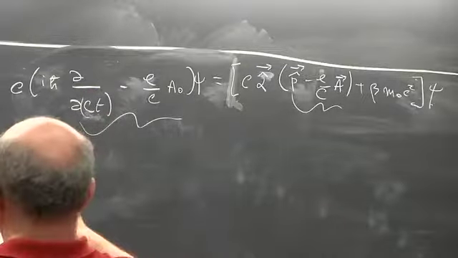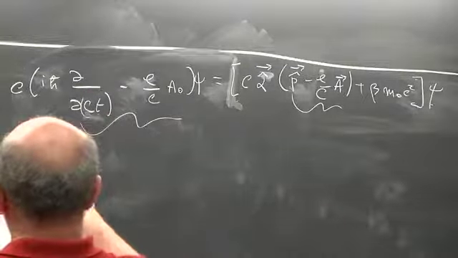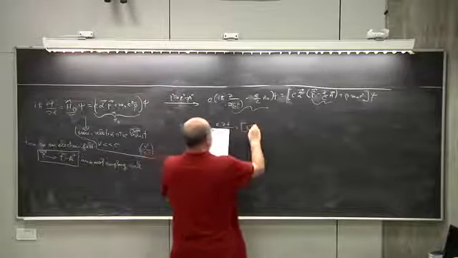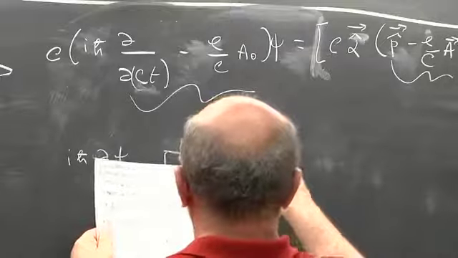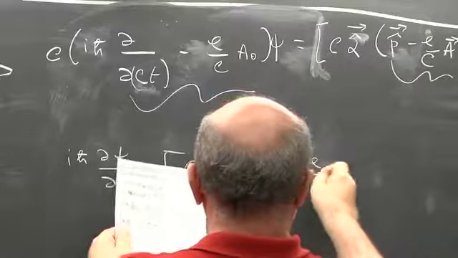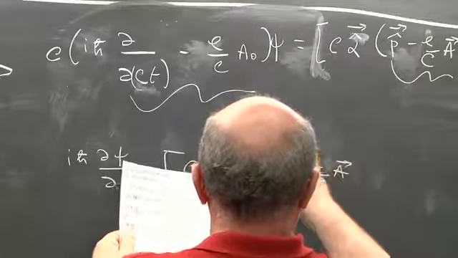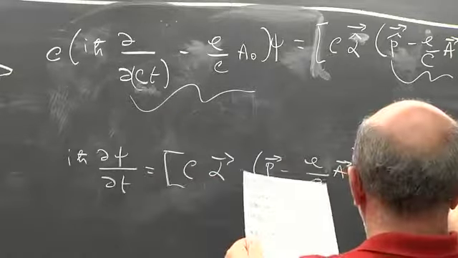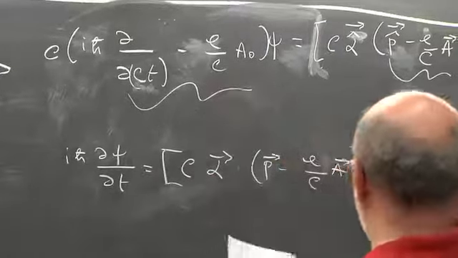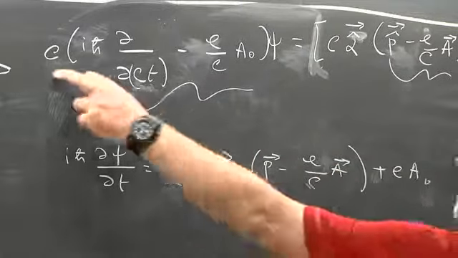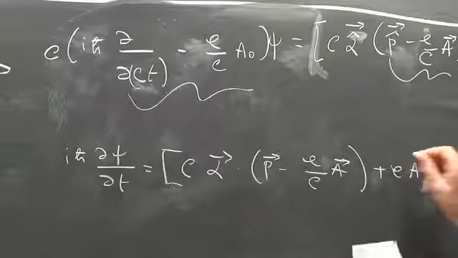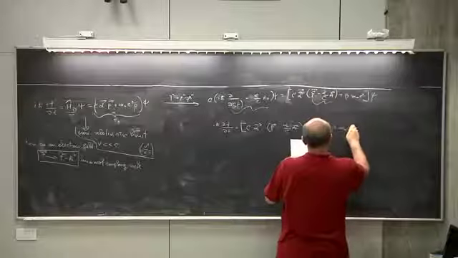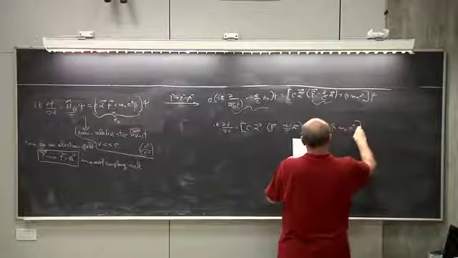So now if you simplify things, you get iħ ∂ψ/∂t equal cα·(p − (e/c)A) plus eA0. I have brought the A0 on the other side, and the c cancels. So I have just eA0 plus βm0c²ψ.